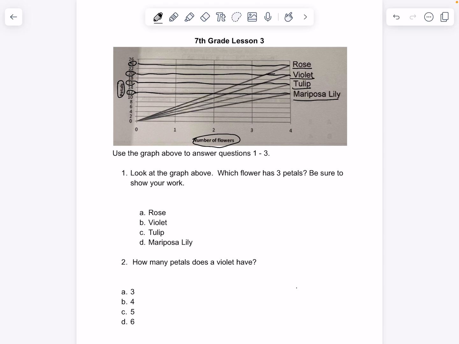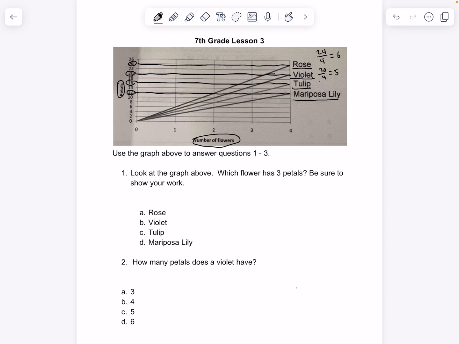So we'd have to find the number of petals per one flower. So for rose, we'd have 24 petals. And there will be 4 roses. So we divide 24 divided by 4, and that'll give us 6 petals per rose. And then we can do the same for violets, tulips, and Mariposa lilies. So for violets, there are 20 petals and 4 flowers. So that'll give us 5 petals per violet.